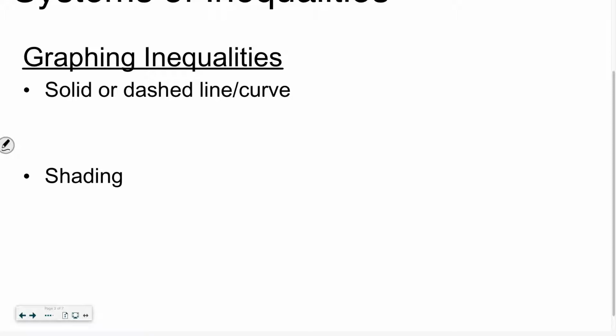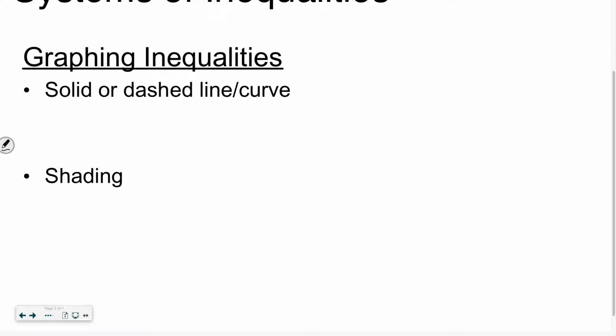Now, I'm putting line or curve because we know how to graph more than just lines. Back in Algebra 1, when you did linear inequalities, you only did it with lines, probably. You didn't know how to graph lots of other functions. But we could see other functions pop up. Okay. So solid or dashed, how do you decide when it's solid or dashed then?